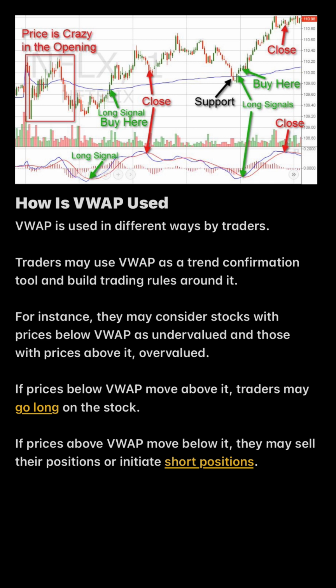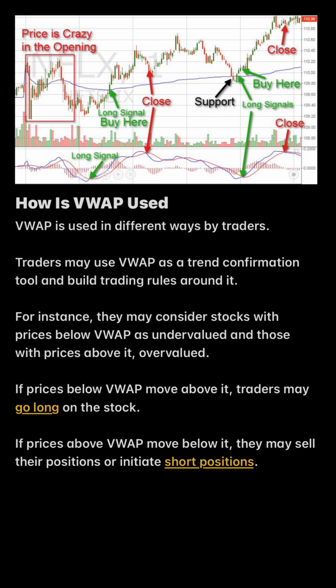So how is the VWAP used? Well, the VWAP is used in many different ways by traders. Some traders may utilize the VWAP as a trend confirmation tool and build trading rules around it, which I highly suggest utilizing the VWAP for if you're going to use it. An instance of this would be considering stocks with prices below the VWAP as undervalued and with prices above it as overvalued, similar to an RSI that we're all familiar with.